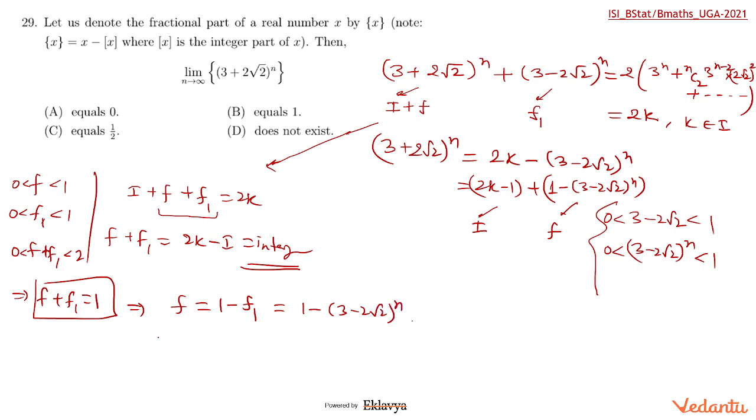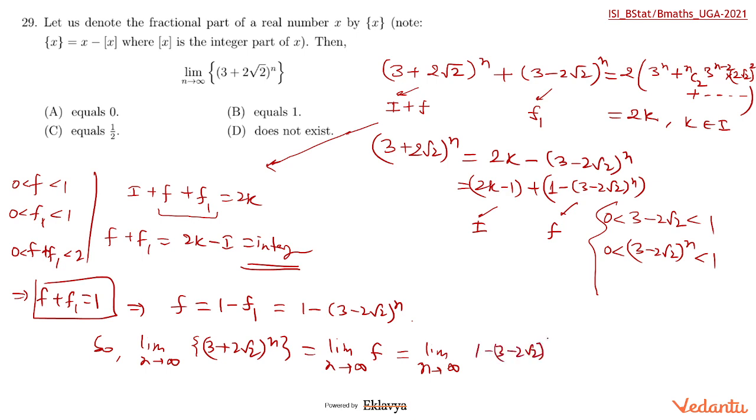तो हमसे जो यहाँ पूछा गया है, so limit n tending to infinity, fraction part of (3 plus 2 root 2) whole raised power n. It is basically f, and that is 1 minus (3 minus 2 root 2) whole raised power n. ठीक है, फ्रैक्शन पार्ट. और as 3 minus 2 root 2 is between 0 and 1, whole raised power infinity, any number between 0 and 1 whole raised power infinity, वहाँ पे लिमिट क्या आएगा, 0 आएगा.